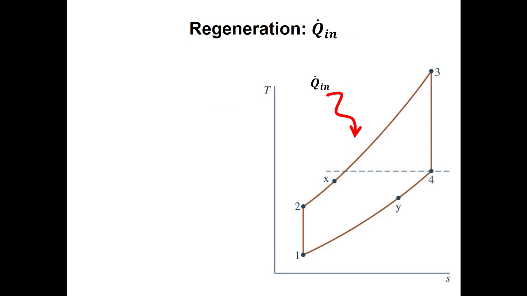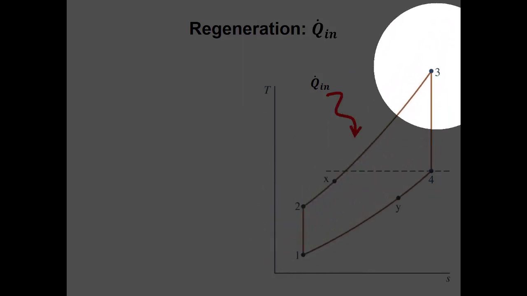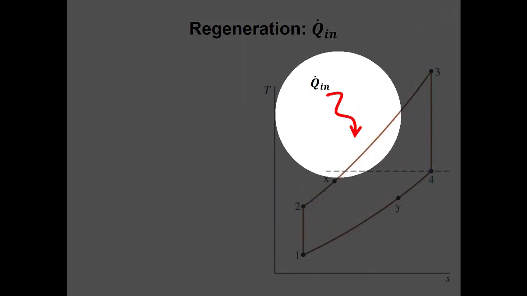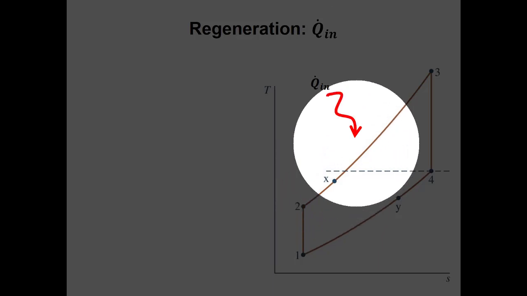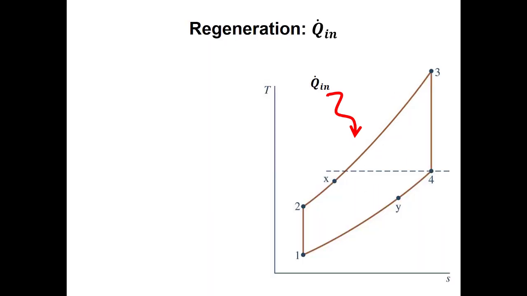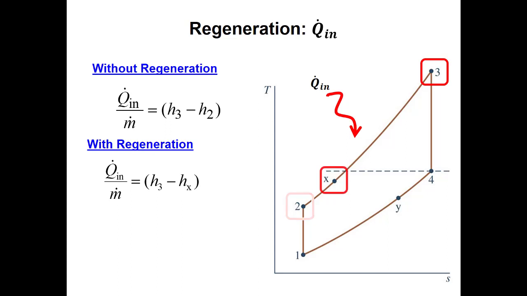So when we use regeneration, instead of going from state 2 all the way up to state 3 with this heat addition process, we only have to go from state X, which is the outlet on the cold side of our regenerator, up to state 3. So I'm saving some heat by preheating it with this exhaust fluid at state 4.